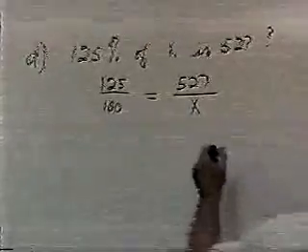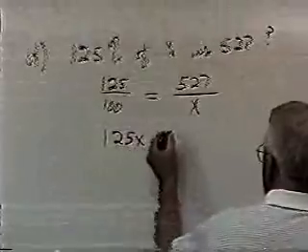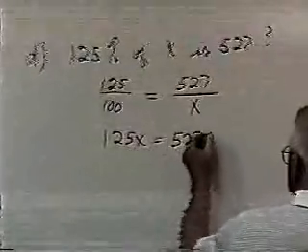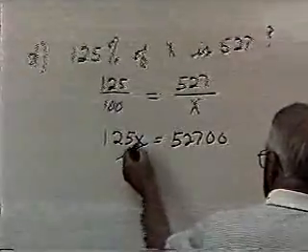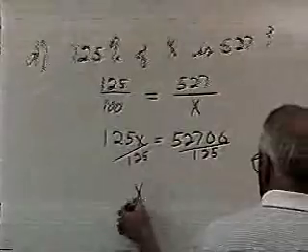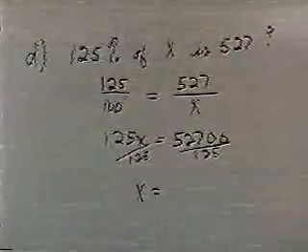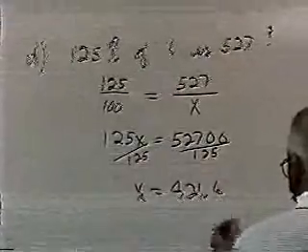Okay, so cross multiplying is 125x is equal to 52,700. Now dividing both sides by what is times the x, and so we get x to end up being 421.6.